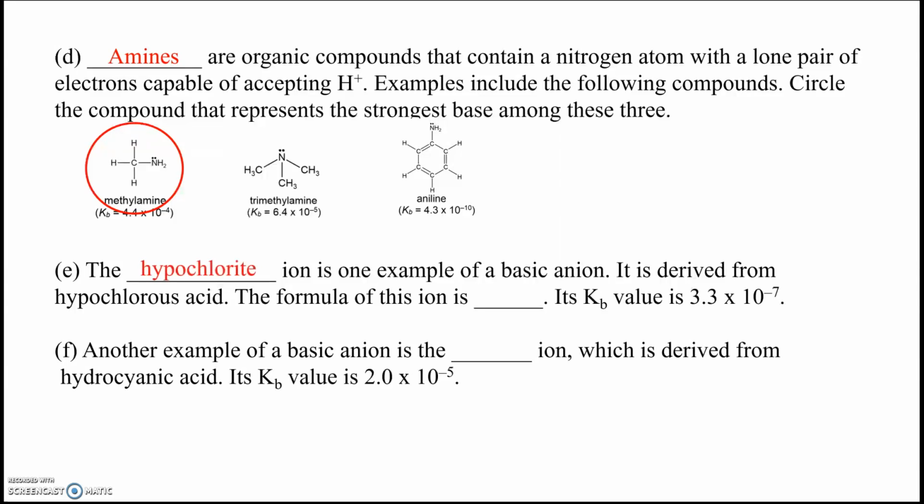The hypochlorite ion is one example of a basic ion because that's the conjugate base of hypochlorous acid. The formula of this ion is OCl-, and its Kb value is 3.3 times 10 to the minus 7th. Another example would be the cyanide ion, which is derived from hydrocyanic acid.